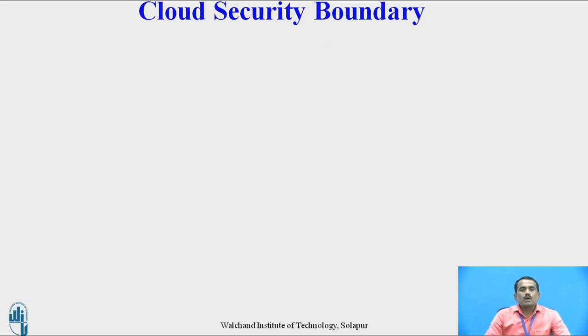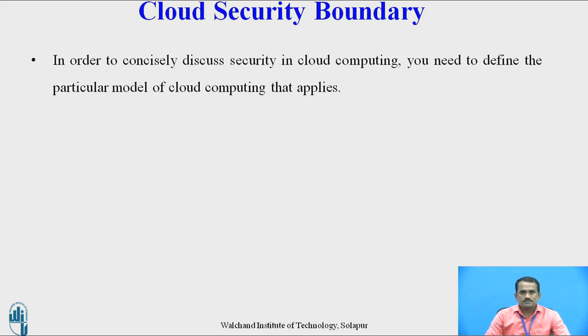Let us see cloud security boundary. As you know, we use the cloud for storing data, and then we need to maintain the security. That is the main part of the users. So there may be an upper boundary as well as a lower boundary, based on the type of security we are using. Now let's see what the security boundary is.